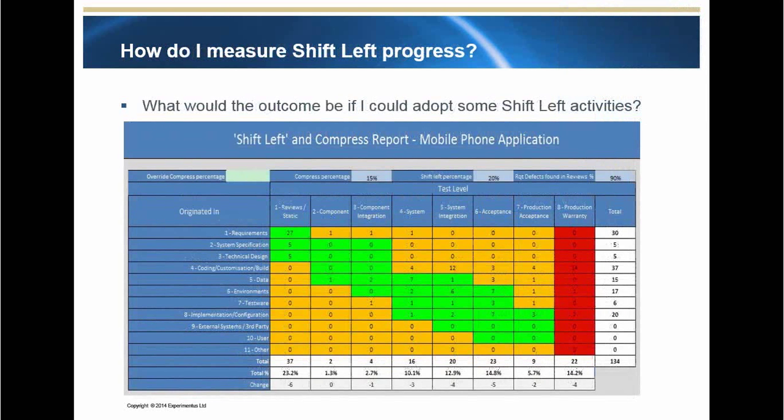So what would be the effect if we were to adopt some shift left and compress activities? Using the same data, we show that shifting left and compressing, finding a significant proportion of our requirements defects in review and static testing, and propagating fewer defects later in the life cycle, means that the total number of defects and their distribution, i.e. where they're found, changes.